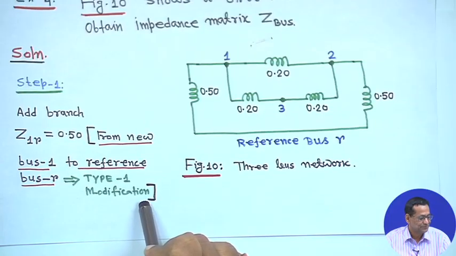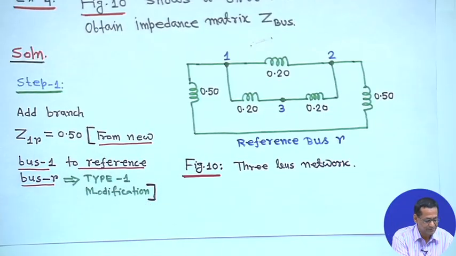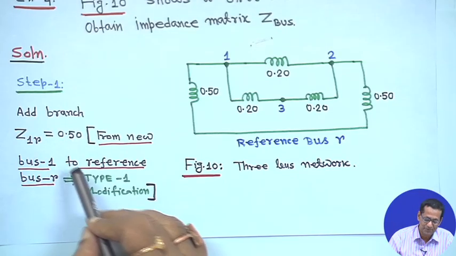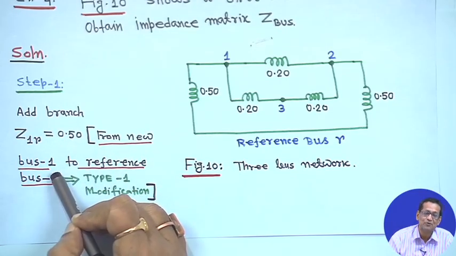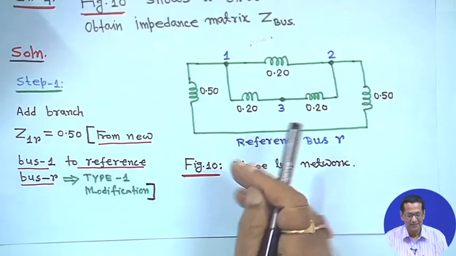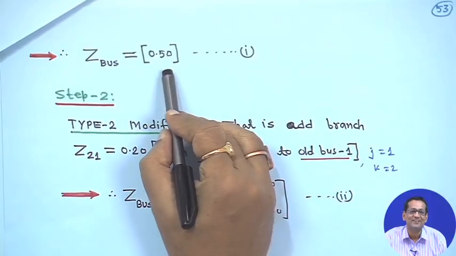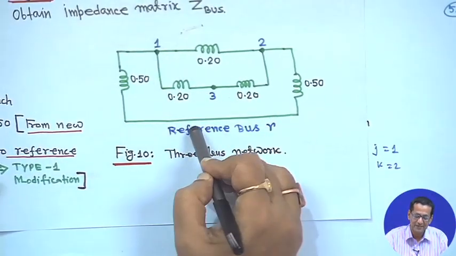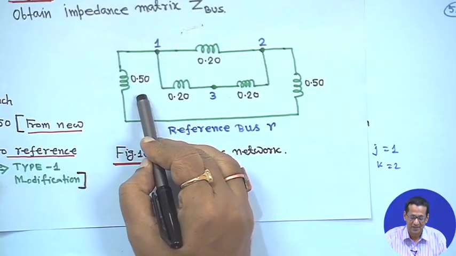Once this bus 1 is considered, in the next step this bus 1 will become an old bus, because we have already considered that one. So, only one element. What we will do: Z bus, first you start with 0.5, because bus 1 to R, the reference bus, is 0.5.